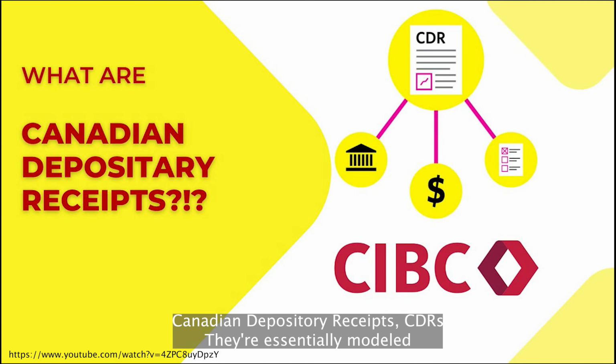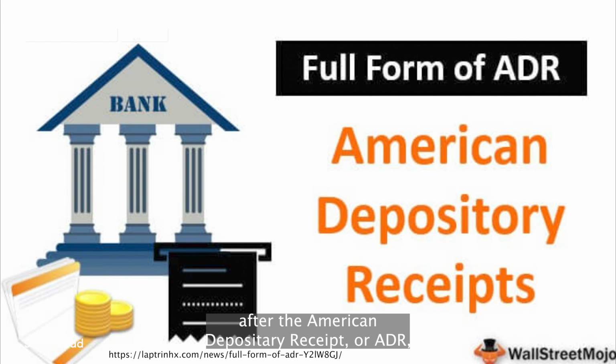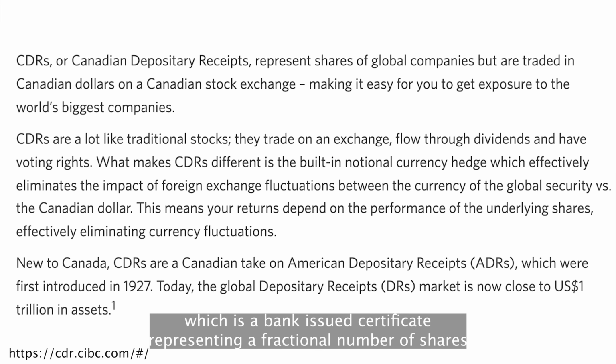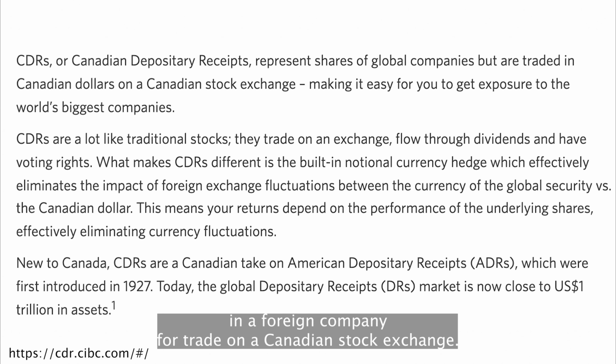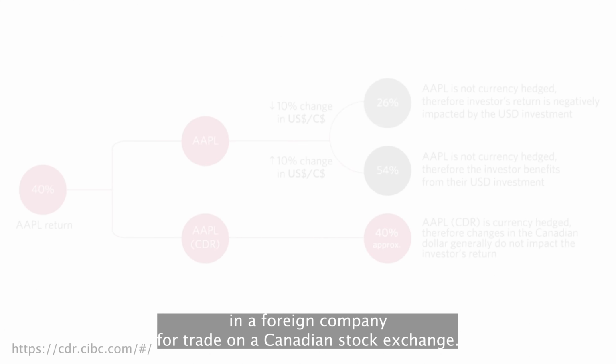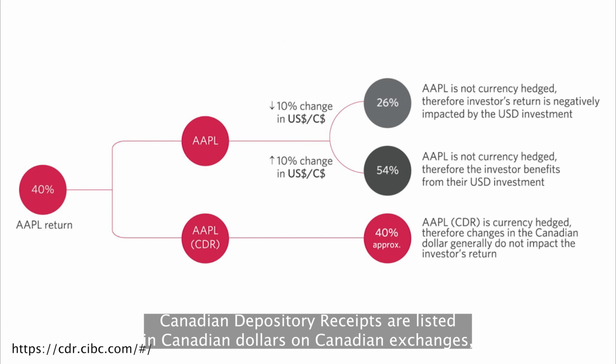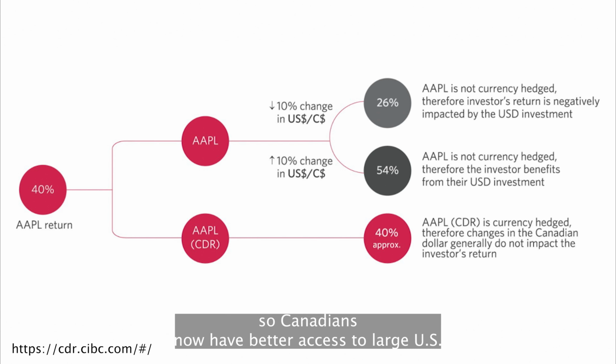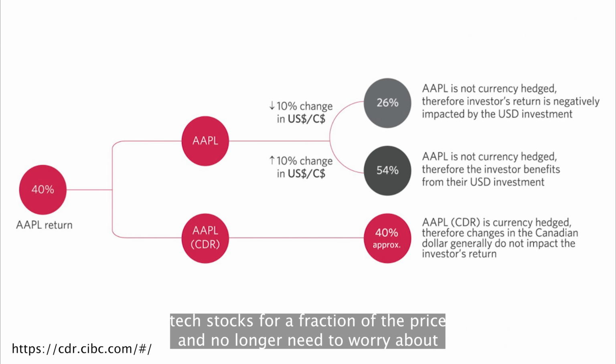Canadian Depository Receipts, CDRs. They're essentially modeled after the American Depository Receipt, or ADR, which is a bank-issued certificate representing a fractional number of shares in a foreign company for trade on a Canadian stock exchange. So essentially, Canadian depository receipts are listed in Canadian dollars on Canadian exchanges, so Canadians now have better access to large US tech stocks for a fraction of the price and no longer need to worry about those pesky foreign currency fluctuations, which can help or hinder their returns, of course.